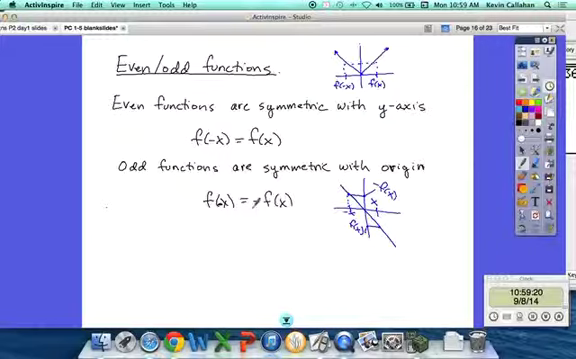Now, one thing about an odd function, just to be clear, an odd function's got to go through the origin. It has to go through the origin.